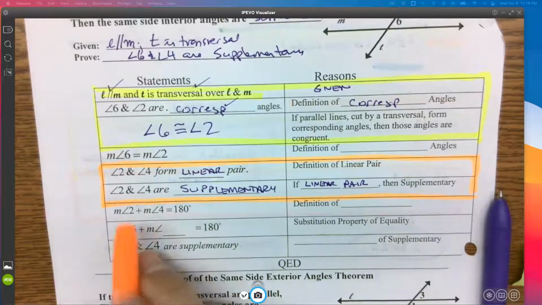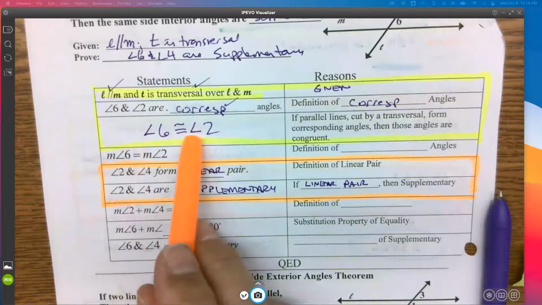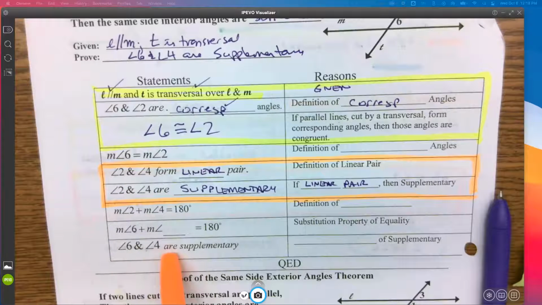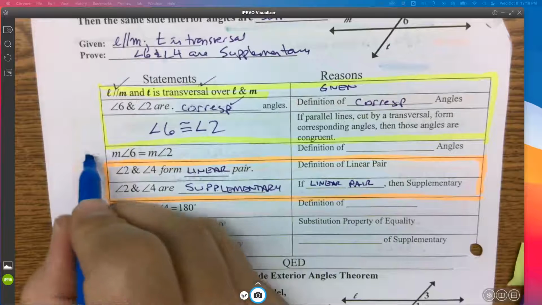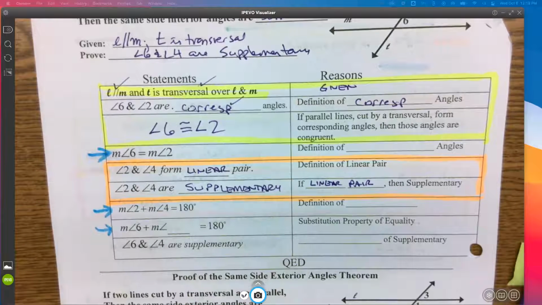Okay, so if 2 and 4 are supplementary and 6 and 2 are basically the same, couldn't I just plug 6 in for 2 and say 6 and 4 are supplementary? Well, that's kind of the concept, but we don't get to plug a congruence into supplementary and call it the same. That's not a rule that we get to use. So what we're going to do is use this step and this step to tie these all together. I'm going to move them all into the world of equality.